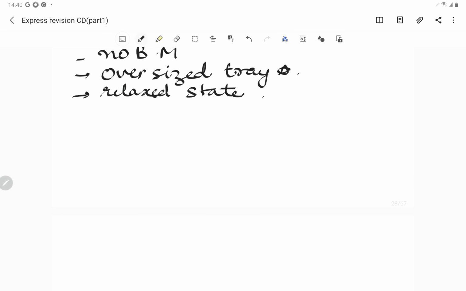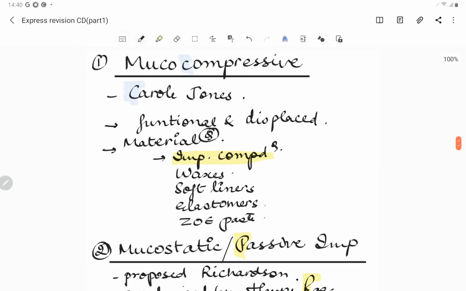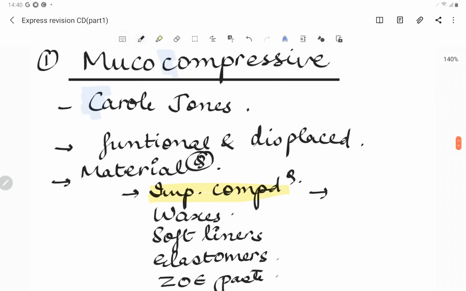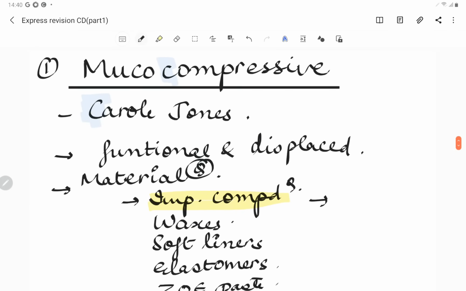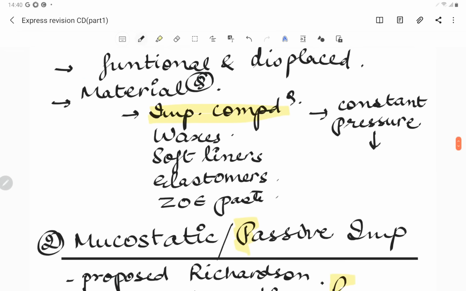Now one more thing which I forgot to tell you: in the mucocompressive, since we are putting pressure on the tissues, we are compressing the tissue. Since we are compressing the tissue, there is a constant pressure, and because of this constant pressure applied on the tissue, there is going to be an increase in the ridge resorption.